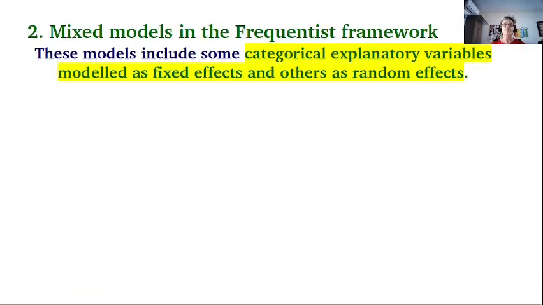So the mixed models in the Frequentist framework are called in that way because they include some categorical explanatory variables that are modeled as fixed effects and others are modeled as random effects. The numerical explanatory variables are always modeled as fixed effects. Let's have a definition for that before delving further into these issues.